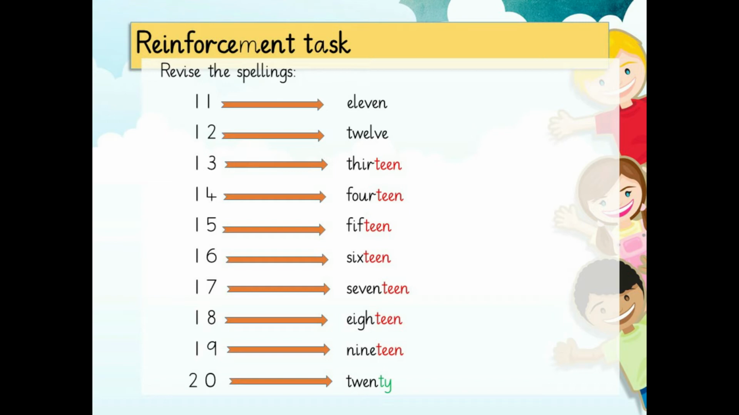You will find that 13 to 19, we have all the numbers ending at teen. Always remember this thing in your mind, that 13 to 19, all of these numbers end at teen.